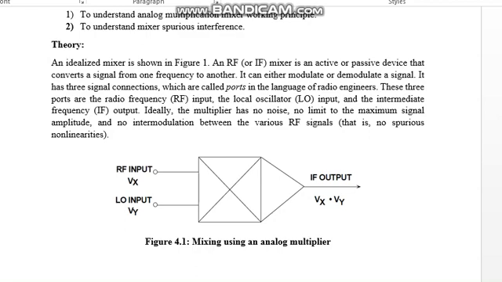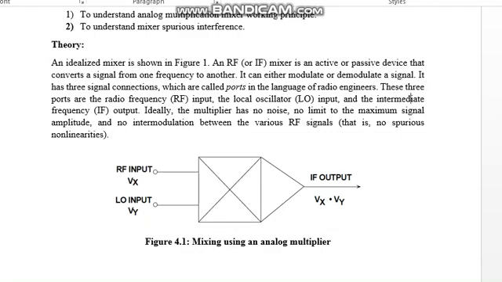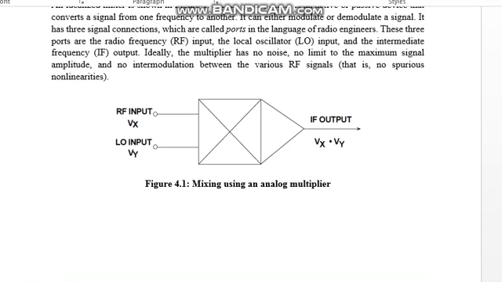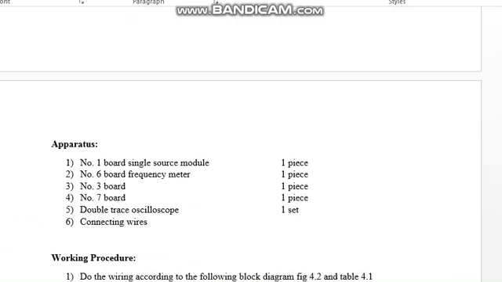There is an RF input and a local oscillator input, and both will be mixed and we will get the IF, that means intermediate frequency, which is the base of the superheterodyne receiver. These things are important to generate the intermediate frequency, and that is important to radio engineers.